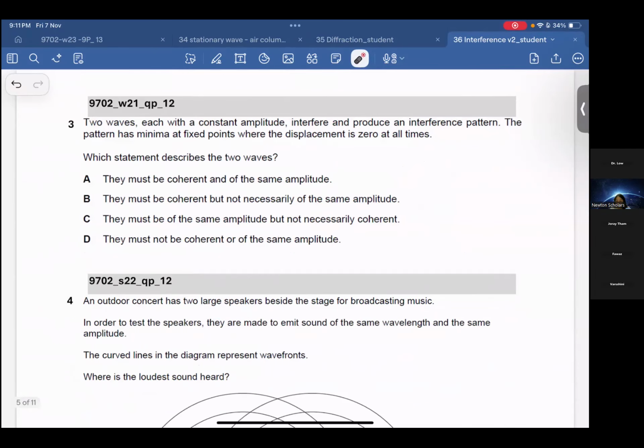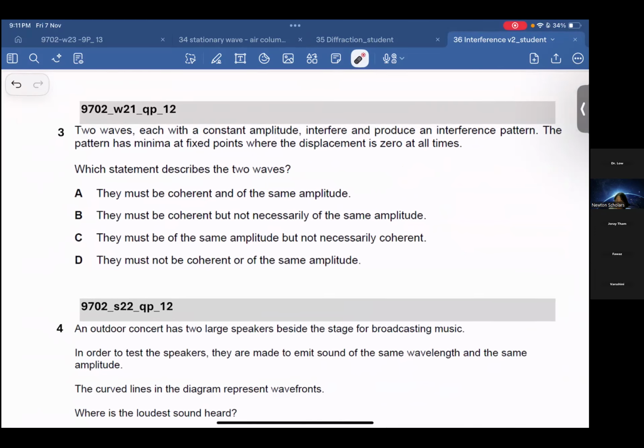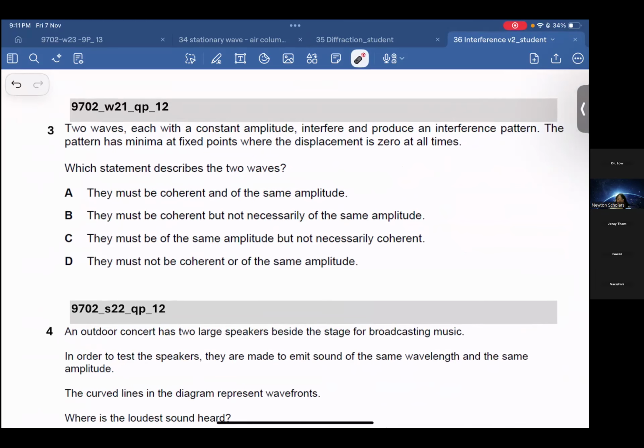Okay, boys and girls, we go to question number 4. It should be 4, but my numbering has a problem. It's okay. Number 3 here. Read the question and then tell me what your answer is.